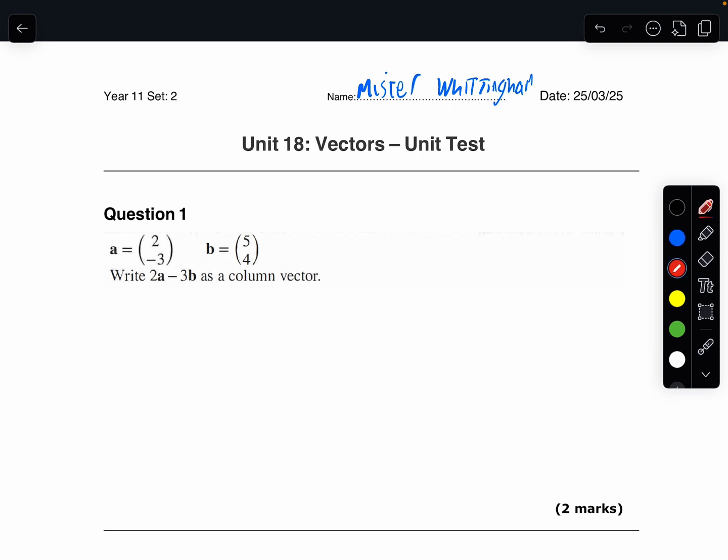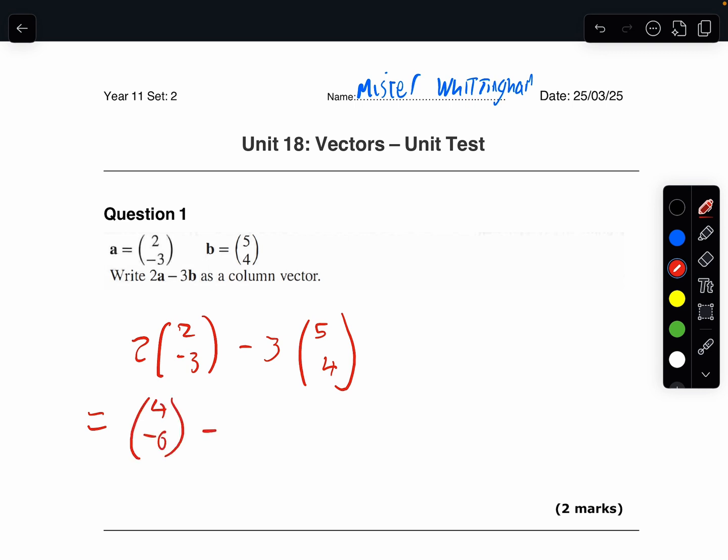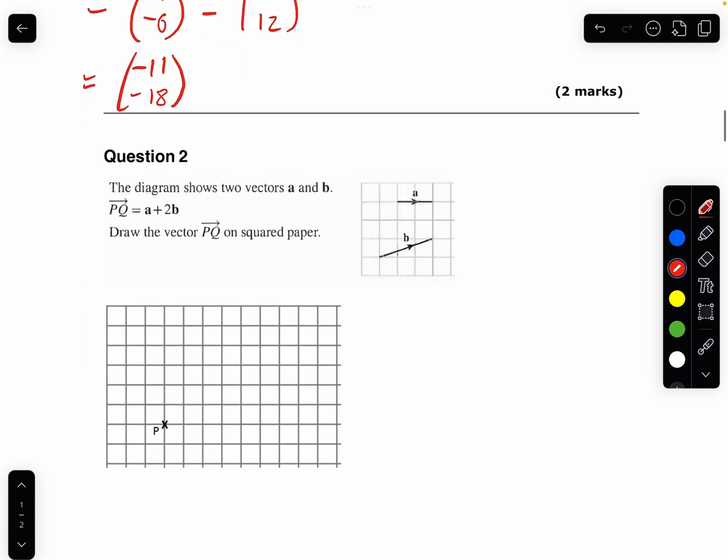So 2a minus 3b, so I've got 2 lots of (2, -3) minus 3 lots of (5, 4). That's going to be equal to (4, -6) minus (15, 12). That's going to get me (-11, -18). First one is done.